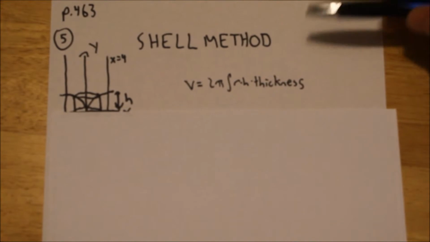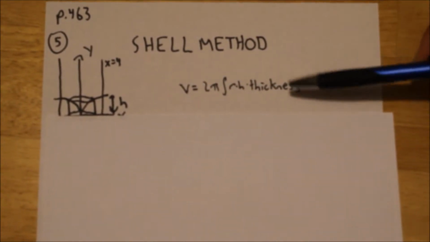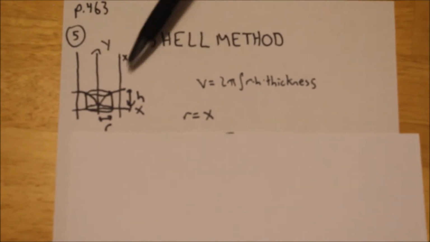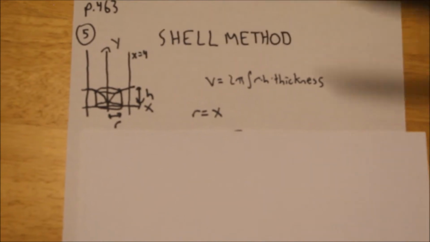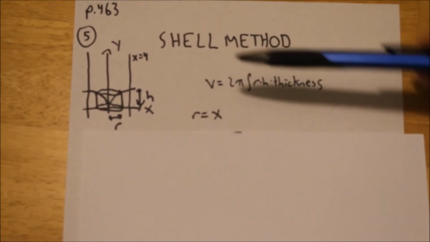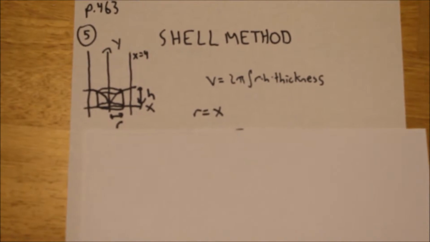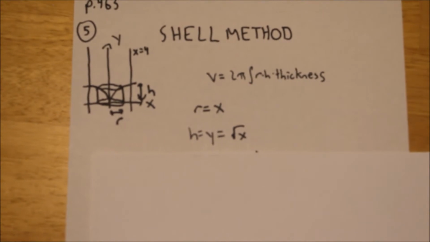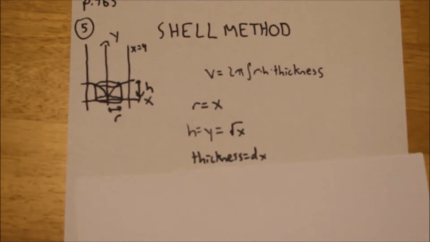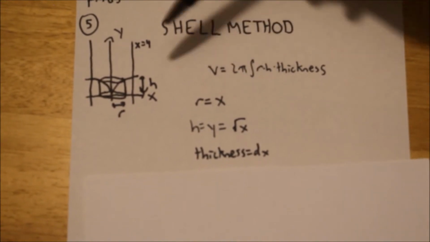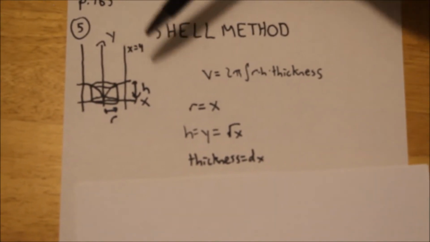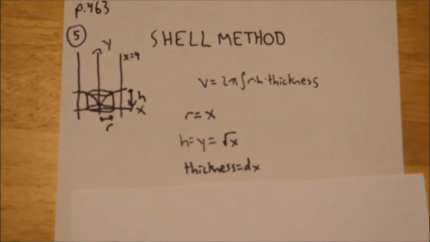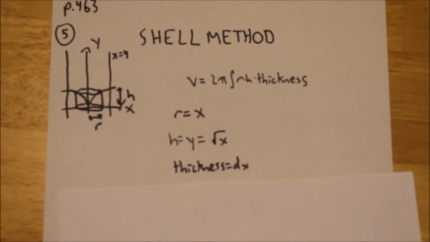So the formula for the volume with shells is 2 pi times radius times height times thickness. So here's a picture. The radius is right here, so that's just the x-coordinate. The height is just the y-coordinate, and since the original equation was y equals square root of x, you can rewrite it as height is square root of x. So then the thickness is dx, because when you're using shells, you have to do it perpendicular to how you're rotating it, and plus you're expanding it horizontally, not vertically, so it'll be dx.